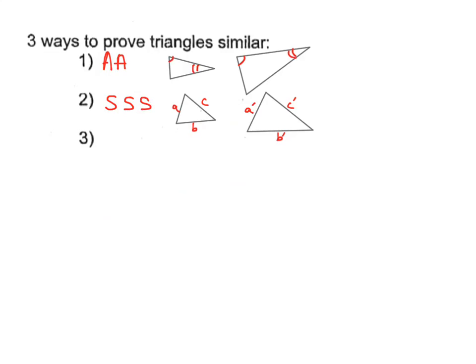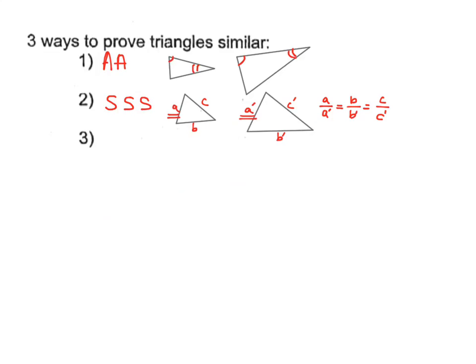C prime. Then we have to realize that the proportion A over A prime, that ratio between two sides, has to be the same for B over B prime, and so as C over C prime. Then we can say those two triangles must be similar. It's called the SSS postulate in similar triangles.